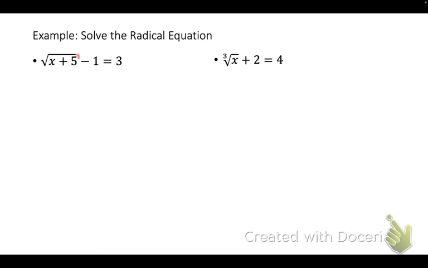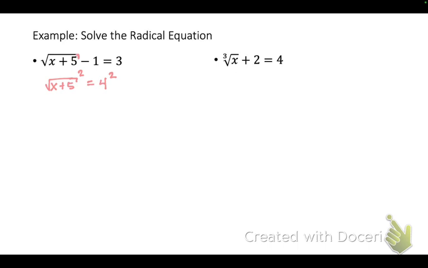Add the 1. So I have the square root of x plus 5 equals 4. So now I need to get it out of the square root. What is the inverse of square rooting something? Squaring. So if I do it to the left, I have to do it to the right. So I'm going to square the left and square the right. When I square a square root, I get the radicand. I get what's in it.